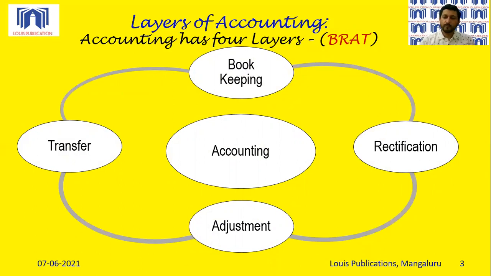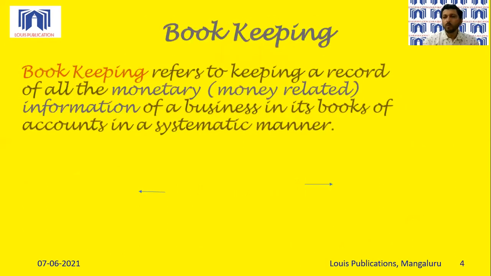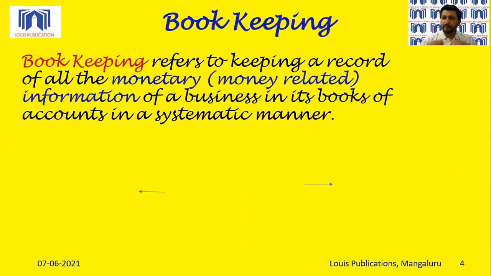When we begin, we talk about bookkeeping because we say where bookkeeping ends, accounting begins. So bookkeeping is the first and foremost thing that we have in accounts. Then we have aspects like rectification, adjustments, and transfer. Let's understand each of these layers in detail. What is bookkeeping? In layman's language, bookkeeping would mean keeping the books in order, like how you keep the books on the shelf in your study room, or how a librarian stocks books in his library, depending upon the type of book or the subject of the book.